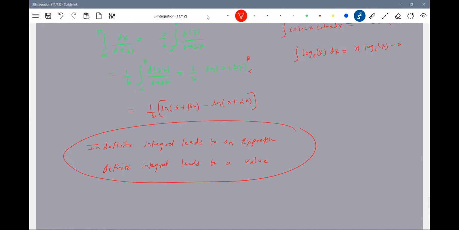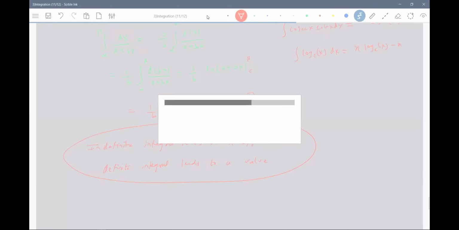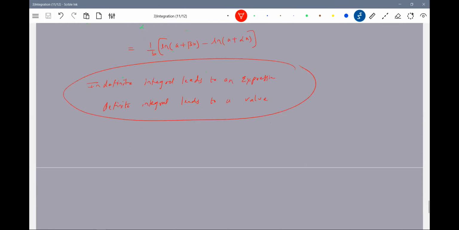After this, we'll go for the next application based on integration only: finding the length of a curve. How to find out the length of a curve? This is a very difficult thing.